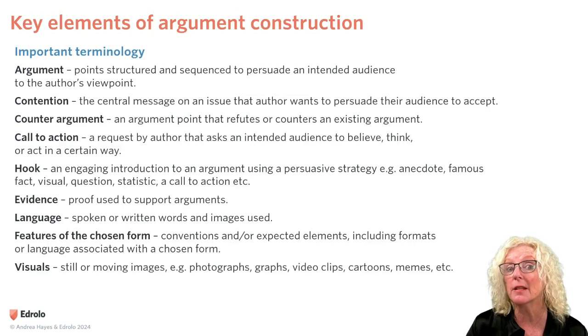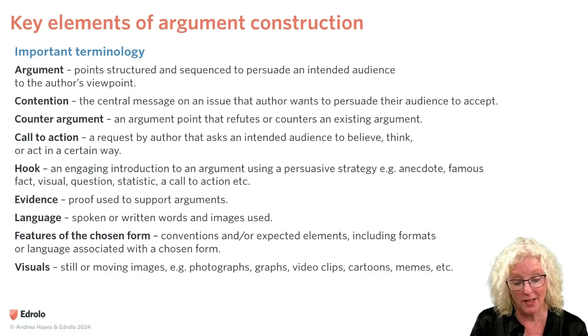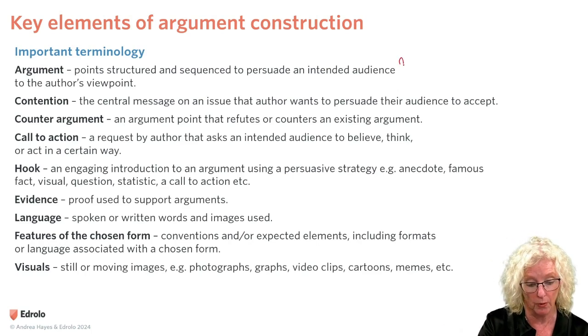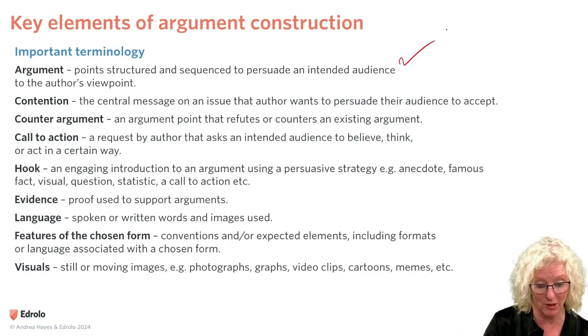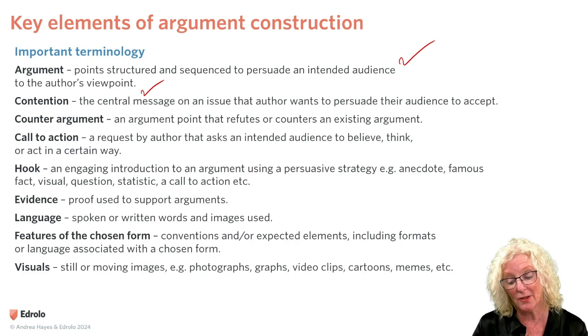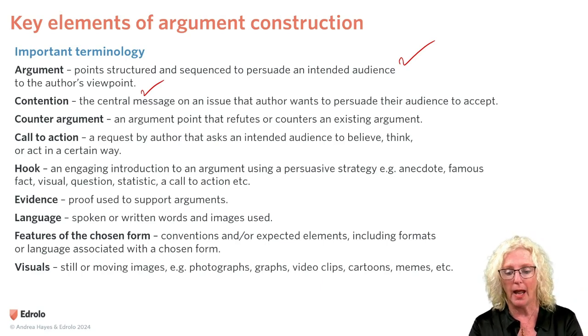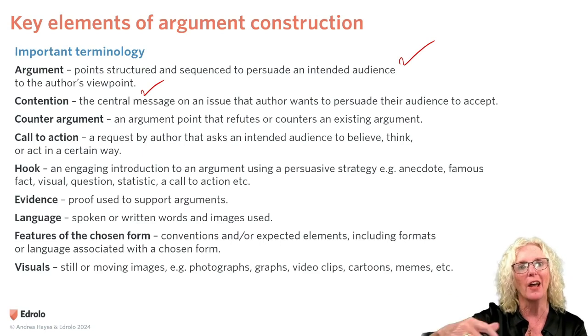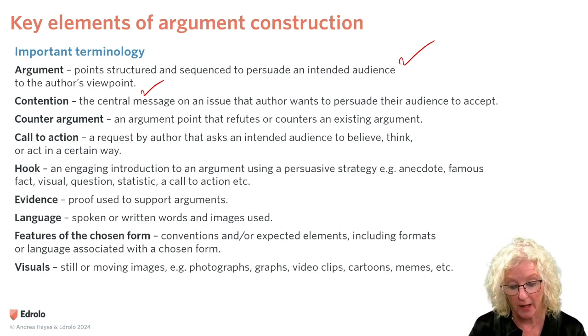Let's look now at key arguments of argument construction, some really important terminology you need to know. So this is an example 2 of meta-language, this terminology. An argument consists of points structured and sequenced to persuade an intended audience to the author's point of view. The contention is the central message. A counter-argument is an argument point that refutes or counters an existing argument. You can often use this in your own writing by acknowledging the counter-argument and then turning it around so it becomes another point in your own argument.